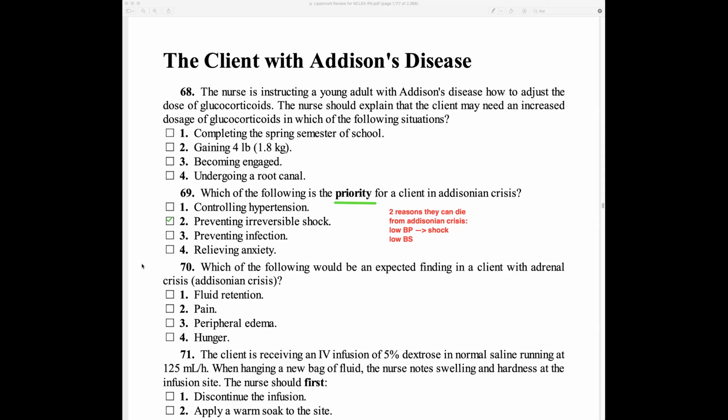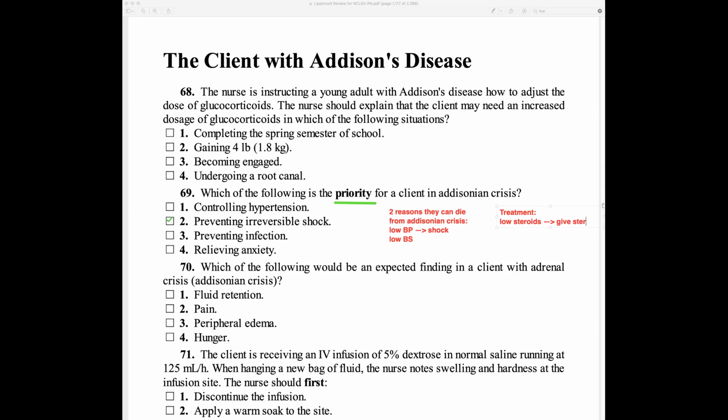So, because they have low steroids in Addisonian crisis, what are we going to give them? We're going to give them steroids. Very good, because that's the main problem. For the low blood pressure, what are we going to give them? Very good. So for low steroids, we're going to give steroids.